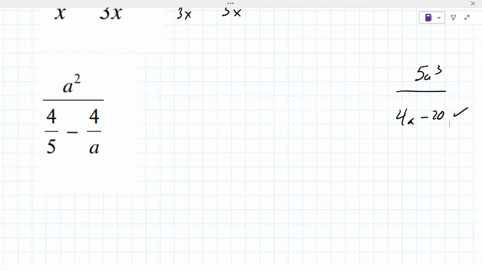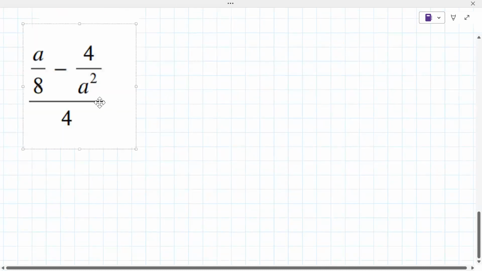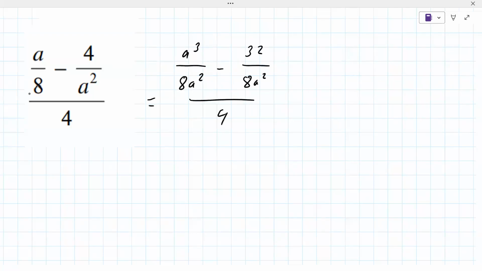Okay. So the other style of problem you'll see, which I was about to do in the numerical one, is where it's kind of top heavy here. In the numerator here, the common denominator is 8a squared. The only real challenge is if you're not able to figure that out. This becomes a cubed minus 32 over 8a squared, all over 4.